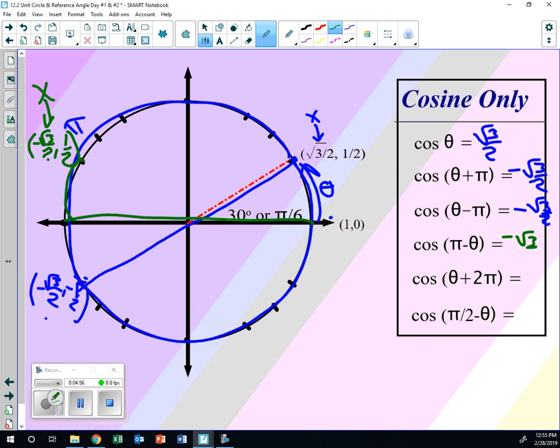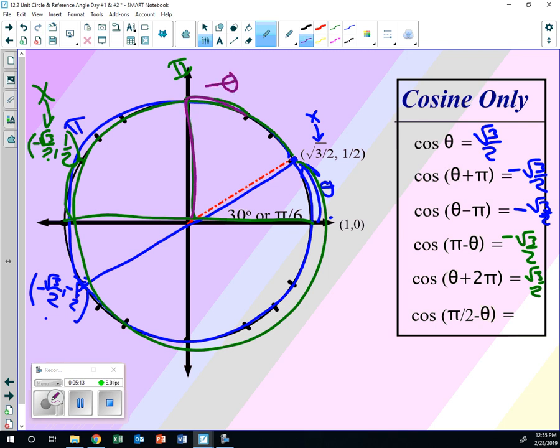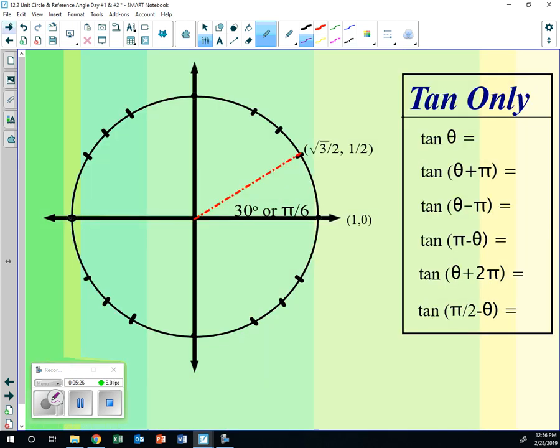Negative square root of 3 over 2. So these three are going to be the same as before. And for theta plus 2 pi, you're going to get the same square root of 3 over 2. And when I did pi over 2 and then went back theta, my coordinate is switched. They got all those right. Okay, good. Tomorrow we'll start looking at tangent, but we're not going to do that today.